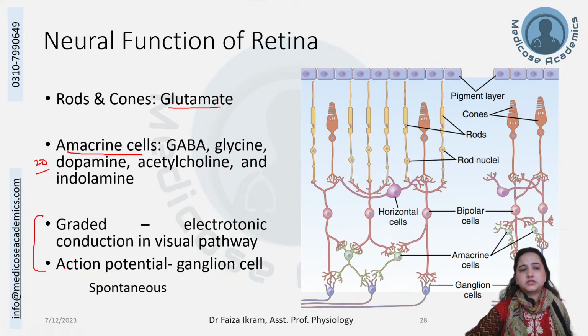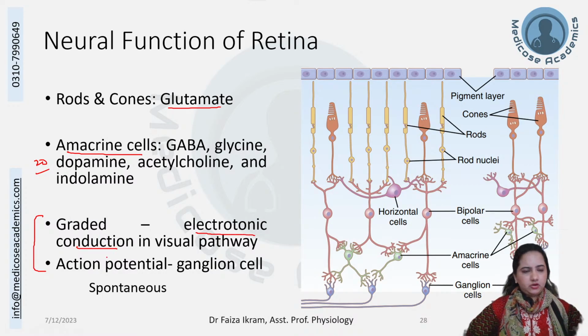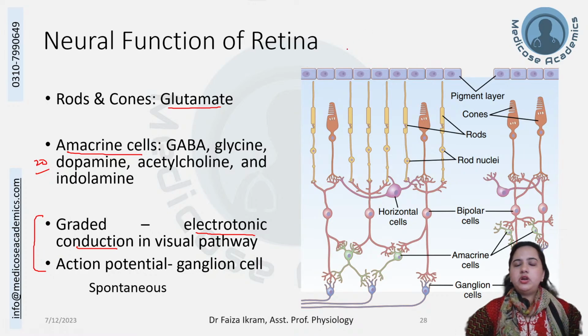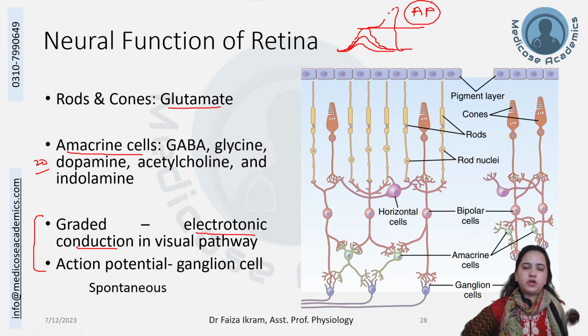The other difference here is that all of the transduction of message, starting from the rods and cones till the ganglion cells, is with the help of electrotonic conduction, not in the form of action potential. As we all know, receptor potentials are graded. They may increase in response to the increase in the intensity of the stimulus. They will lead to the production of action potential only when the threshold potential is achieved, whereas action potentials follow the all-or-none phenomenon.